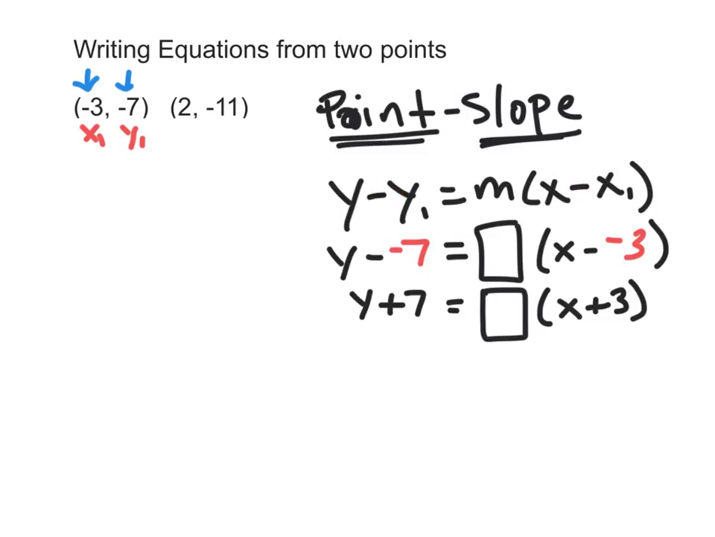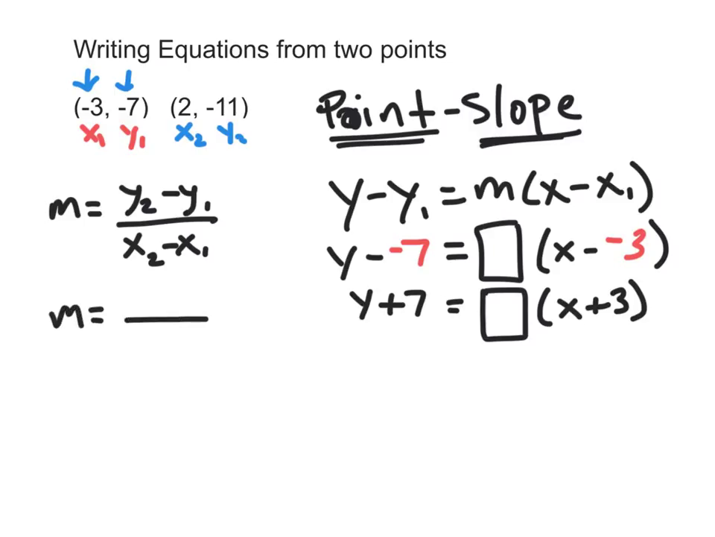So now we just need to find the slope. So we're going to use the slope formula, m equals y sub 2 minus y sub 1 over x sub 2 minus x sub 1. We've already labeled our x1 and y1, so now we also have our x2 and our y2, and we're going to go ahead and fill all those values into the formula. So y sub 2 is -11, minus y sub 1 is -7. And then in the denominator we have x sub 2, which is 2, minus x sub 1, which is -3.